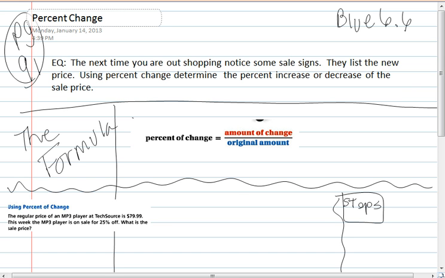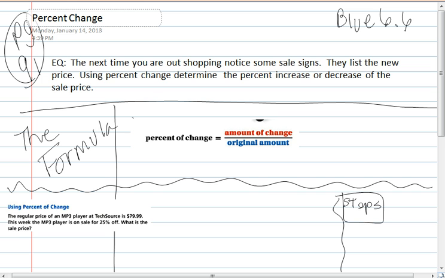Your essential question today: the next time you're out shopping, notice some sale signs. They list the new price. Using percent change, determine the percent increase or decrease of the sale price. You'll be really surprised. A lot of times, those sale prices really aren't that big of a deal.